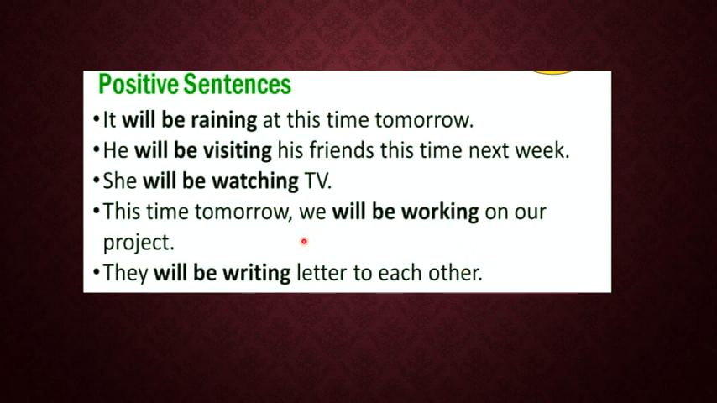Now in these sentences, you see subjects like it, he, she, we, they, all kinds of singular and plural subjects, and everywhere the helping verb is will be, along with the first form of the verb like rain, visit, watch, work, write, and ing is added. Now dear children, when you look at these examples, you need to learn the change in the spellings also. Like writing becomes W-R-I-T-I-N-G. E is not there.